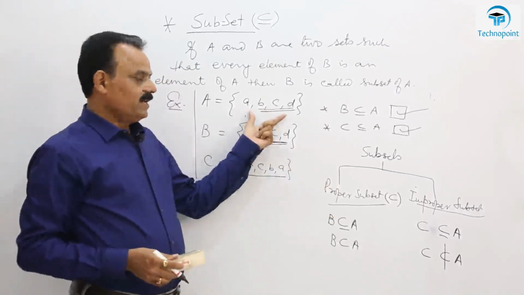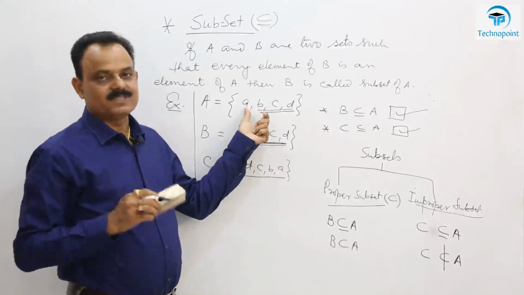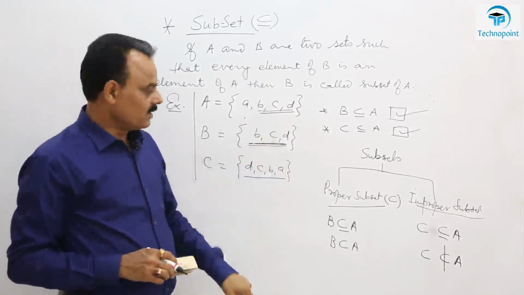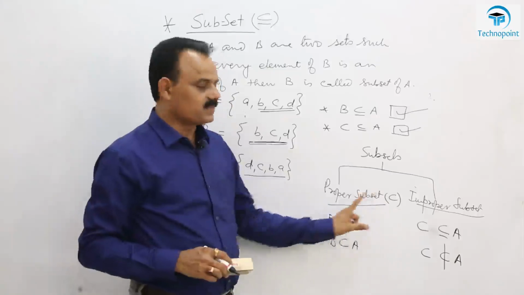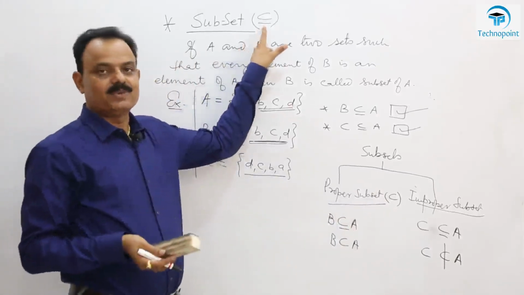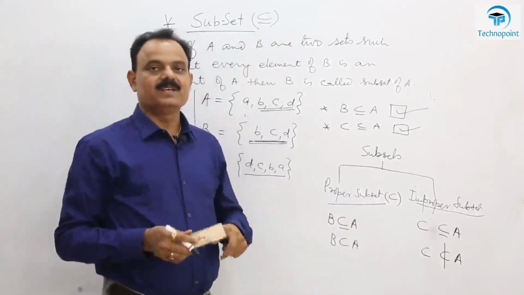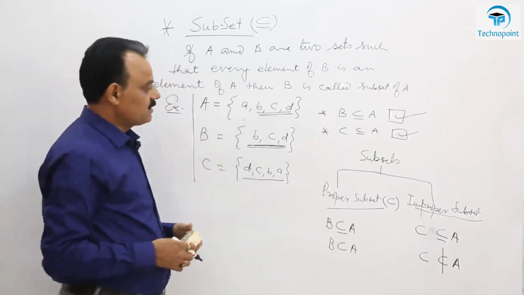B का सभी एलिमेंट A में है और कुछ एक्स्ट्रा भी है. अगर एक्स्ट्रा है तो प्रॉपर सबसेट, और अगर एक्स्ट्रा नहीं है तो इम्प्रॉपर सबसेट. और ये प्रॉपर सबसेट का नोटेशन होता है. सबसेट का नोटेशन दोनों में करेंगे हम लोग, दोनों ही सबसेट हैं, तो सबसेट का नोटेशन दोनों में यूज होगा, चाहे प्रॉपर हो या इम्प्रॉपर हो. लेकिन प्रॉपर सबसेट का नोटेशन हमेशा उसमें करेंगे जिसमें कम से कम एक एक्स्ट्रा एलिमेंट हो. So you must understand this.